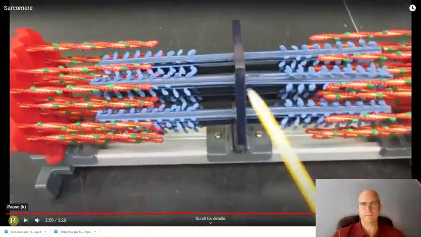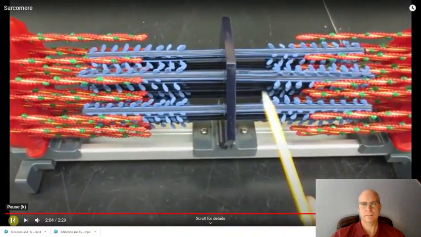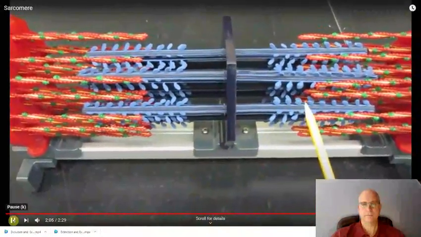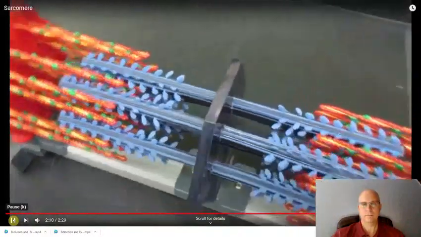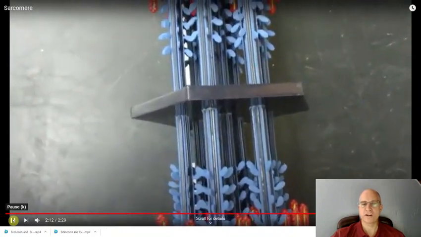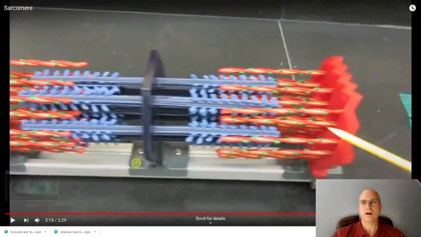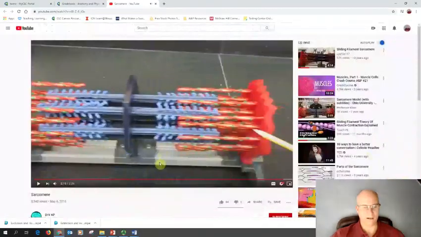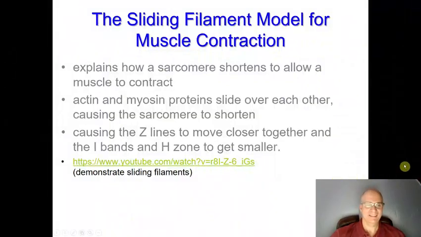There is a special area right here where there is no overlap of thick and thin. You can see just this middle region where it's just thick myofilaments. That's called the H band, or H zone, like the letter H. Okay, so you get the general idea there. Starting to put all this stuff together.